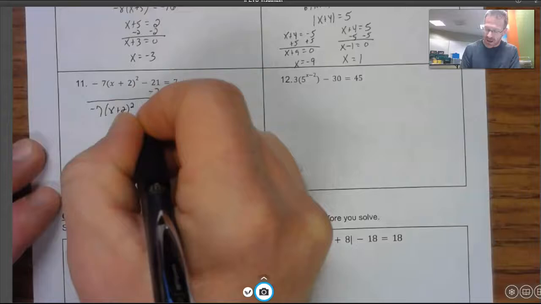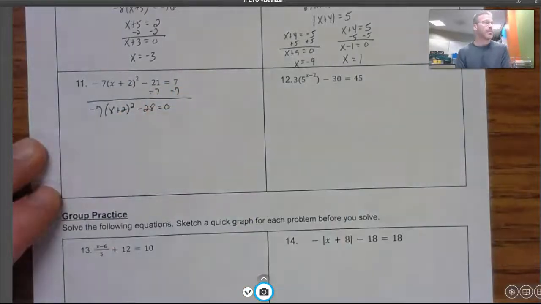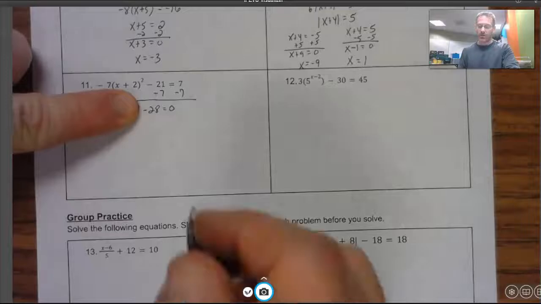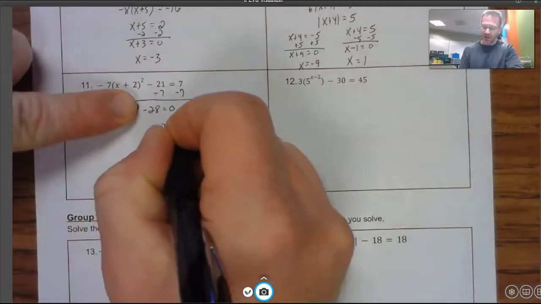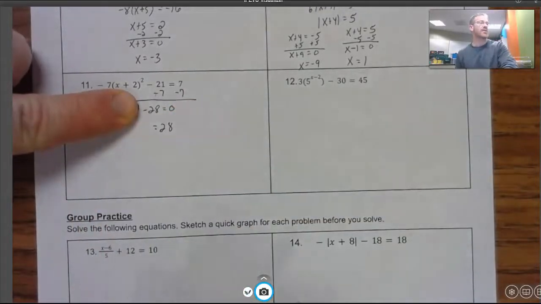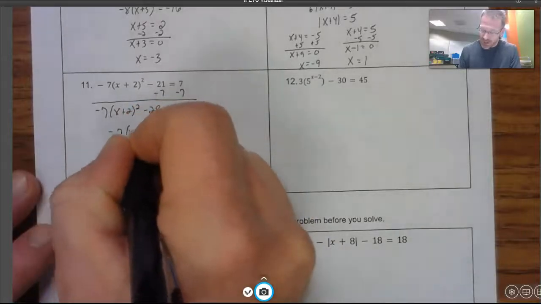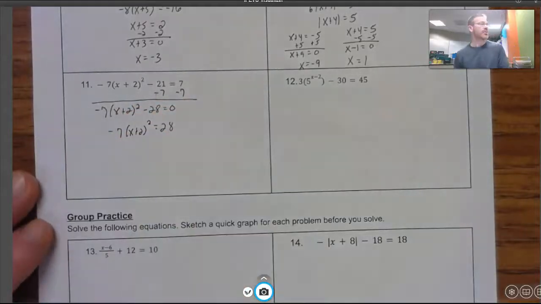Bring everything else down here. There we go. All right, now, what minus 28 is 0? 28 minus 28 is 0. So everything behind my hand has to be 28. All right, so negative 7 times x plus 2 squared is equal to 28.